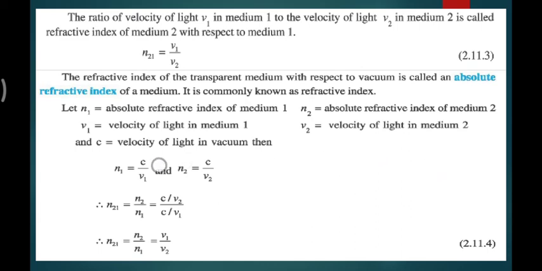When you write only n1, it tells us the refractive index of that medium with respect to the space. If you are writing n12 or anything else like that, then it is not the absolute refractive index. When you have n1, n2 like this structure, that is the absolute refractive index.